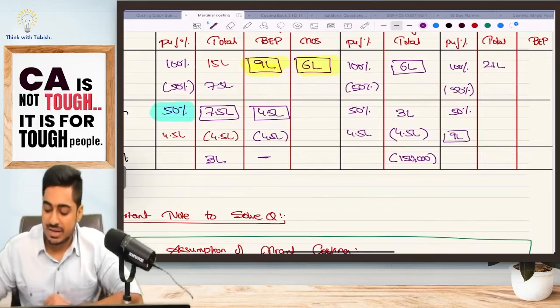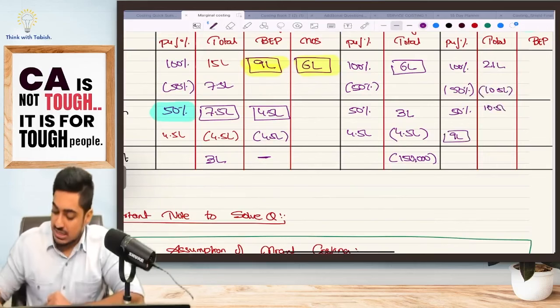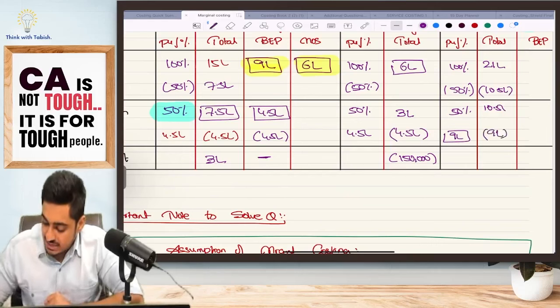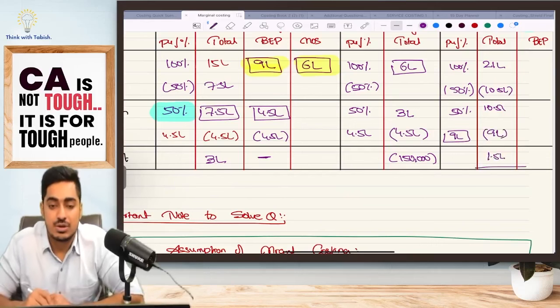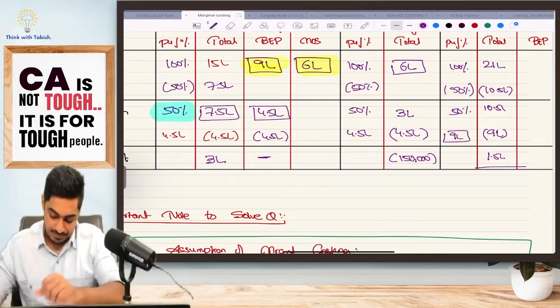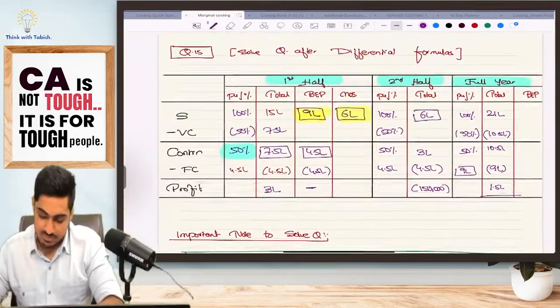So pay attention. If I make a sale of 21 lakh in total, 50% of that, 10,50,000, will be variable cost. 10,50,000 will be contribution. From this 10,50,000, if I pay 9 lakh as fixed cost, 1,50,000 is going to be my profit. Yes or no, everyone? Give me a confirmation. Now, what is my question asking? It was question number 15.